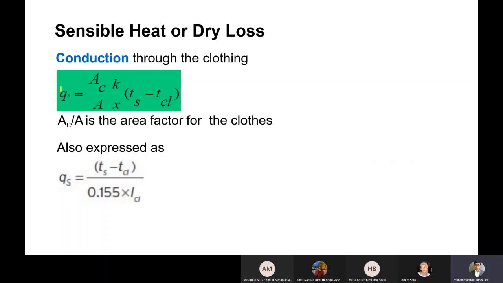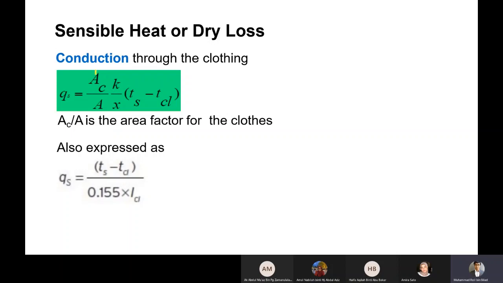So the equation is Q conduction equal to K times A_clothing divided by A, the total area of the body. K is a constant. X is the thickness of the skin. And TS is of course the temperature of the surface, and TCL is the temperature of your cloth, so the inner part of the cloth. Okay, and then you can get that one.